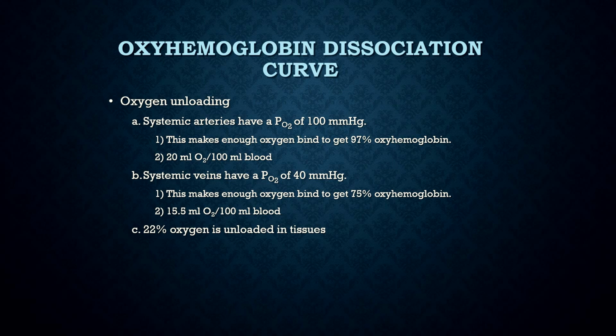While within the systemic veins, though, we have a partial pressure of oxygen that decreases down to 40 millimeters of mercury. So this is now 75% saturated with oxygen on that oxyhemoglobin. And this equates to 15.5 milliliters of oxygen per 100 milliliters of blood. And so 22% of our oxygen is unloaded in our tissues, which is about 4.5 milliliters of oxygen per 100 milliliters of blood that is unloaded.